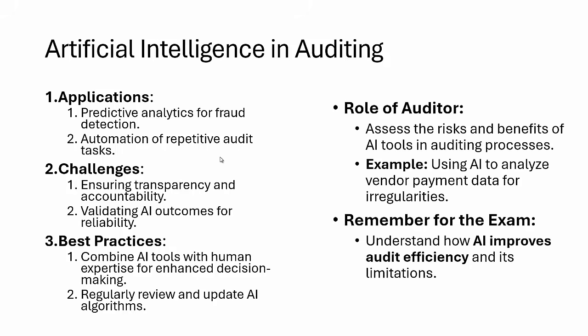So like we are using AI to assess the risk and benefit of tools. An example is we're using AI to analyze vendor payment data for irregularities. Let's say we got a task to audit the vendor. So we'll see the past data, how many times the vendor has delayed payment. So we collect the data based on predictive analytics, and we can analyze, okay, in the future he might make the same mistakes. Understood? So that's how it basically works. So remember, from the exam point of view, we need to understand how AI improves audit efficiencies and its limitations.